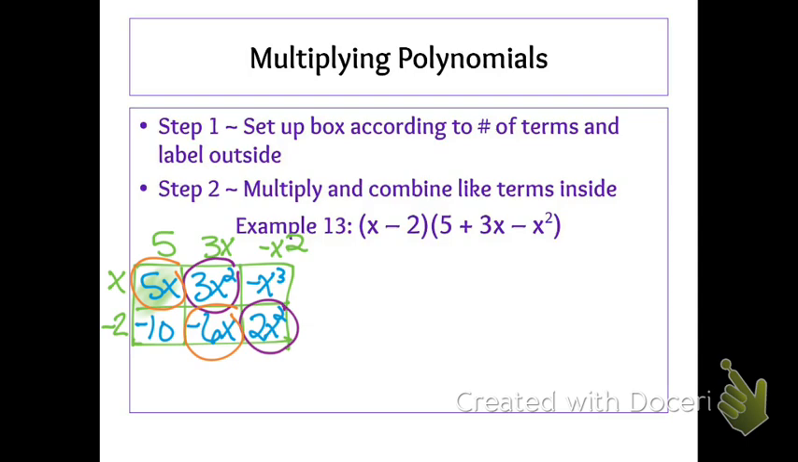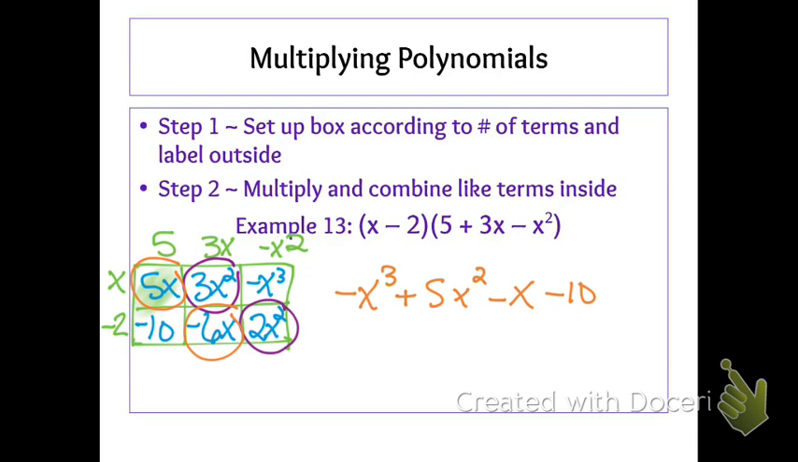Don't forget when you go to write your answer, we like to write these in standard form, so highest exponent to lowest exponent. So that means we're going to start with the negative x cubed first. Then we're going to take the x squareds and combine our like terms. So 3x squared plus 2x squared is 5x squared. And then our linear terms next. The 5x plus negative 6x is negative x. And then our constant last. So that's one method using the box method.